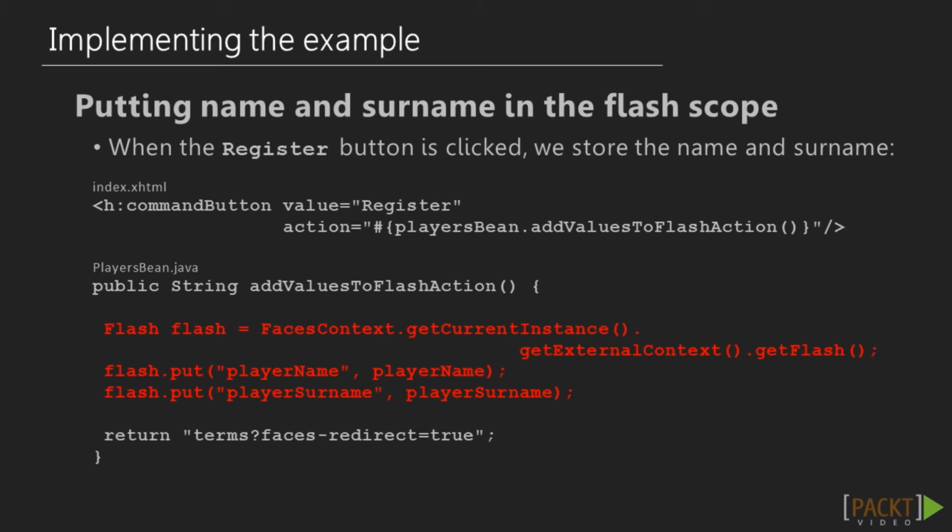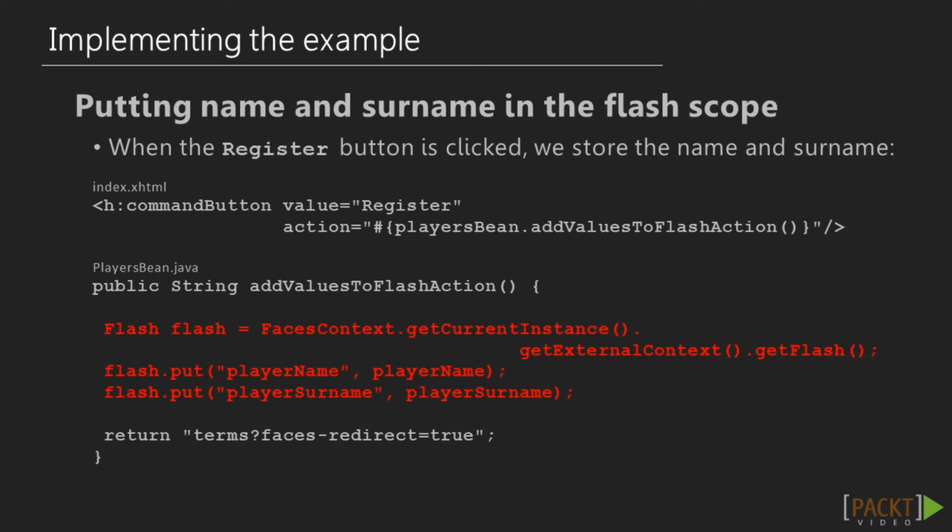First, we have to store the player name and surname. In the data model, this information is stored in the request scope via the bean named playersBean. But remember that we need the name and surname to survive the first redirection that occurs when we press the register button. Further, when we press the accept or reject button, the same data must survive the second redirection. The request scope cannot help us to achieve this goal, so we can use the flash scope, which fits well to our scenario.